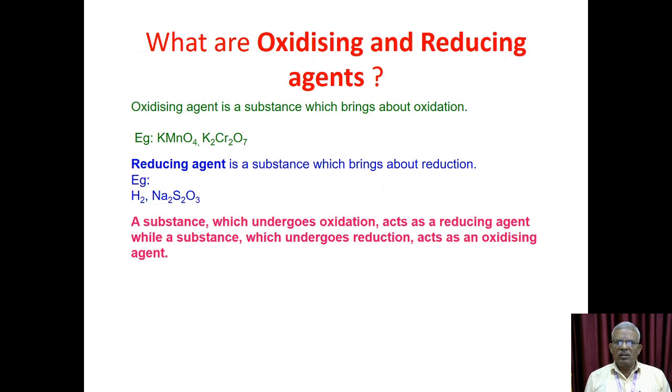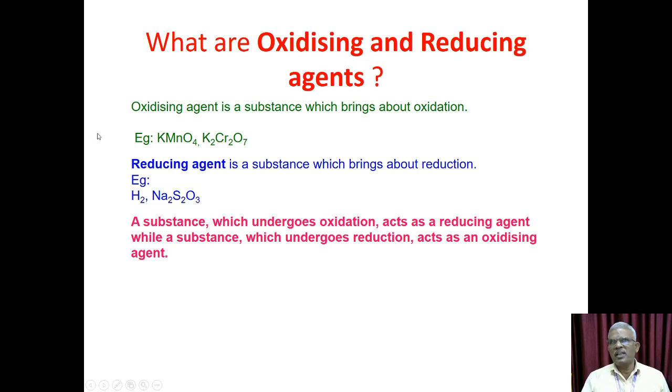Let us see what oxidizing and reducing agents are. An oxidizing agent is a substance that brings about oxidation, for example potassium permanganate and potassium dichromate. In permanganate titrations, potassium permanganate reacts with oxalic acid, right? It is a redox reaction because reduction and oxidation take place simultaneously. That is why the reaction is called a redox reaction.